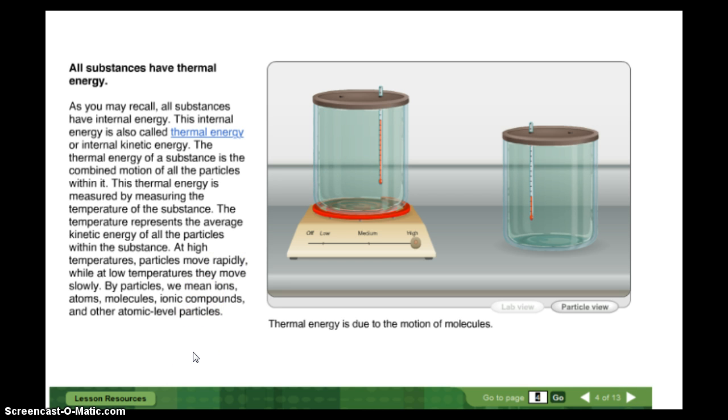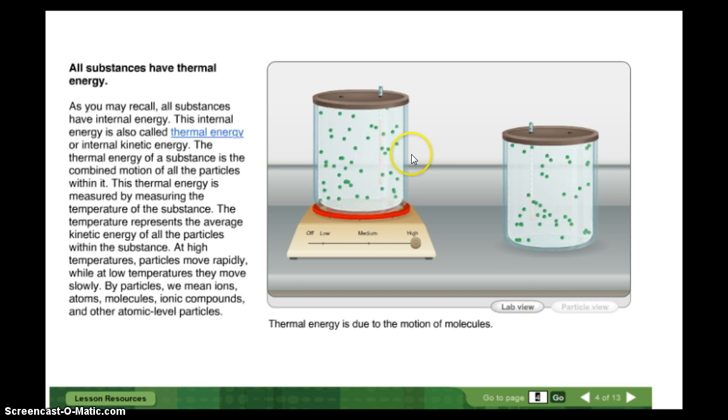All substances have thermal energy. As you might recall, all substances have internal energy. This internal energy is also called thermal energy or internal kinetic energy. The thermal energy of a substance is the combined motion of all the particles within. This thermal energy is measured by measuring the temperature of the substance. The temperature represents the average kinetic energy of all the particles within the substance. So in other words, if we take a look at how fast the atoms are moving, that is temperature. At high temperatures, particles move rapidly, while at low temperatures they move slowly. By particulates, we mean ions, atoms, molecules, ionic compounds, and other atomic level particles.